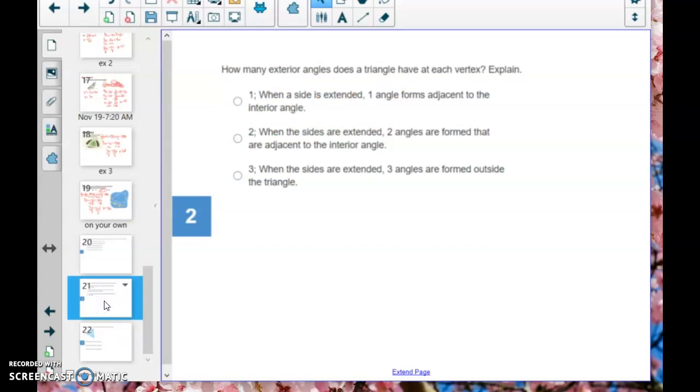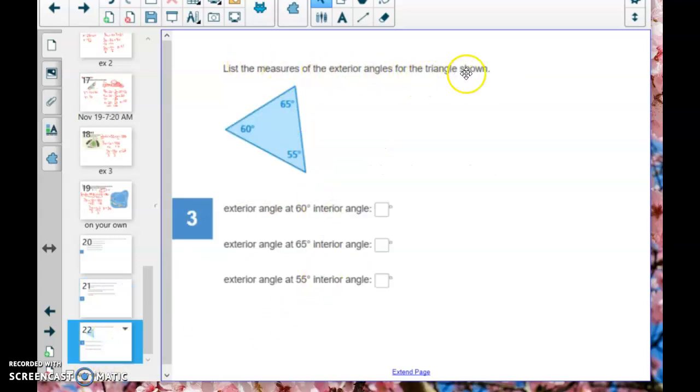Number 2, how many exterior angles does a triangle have at each vertex? And we talked about that. They have 2. And then last question, list the measures of the exterior angles for the triangle shown. So the exterior angle of 60 here would be 65 plus 55, which would give you an answer of 120 here. The exterior angle of 65 would be 60 plus 55, which would give you 115 there. And the exterior angle of 55 would be 60 plus 65, and that would be 125.